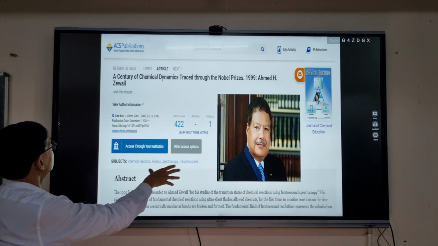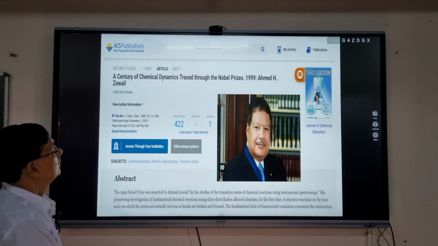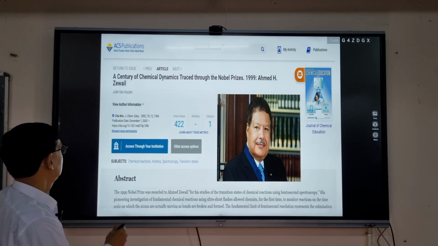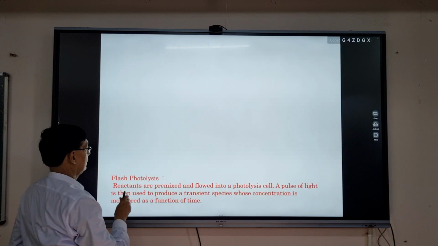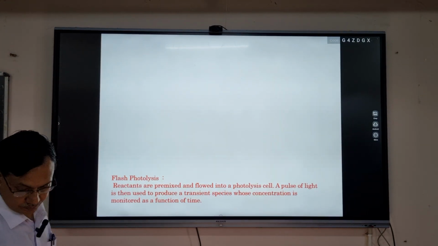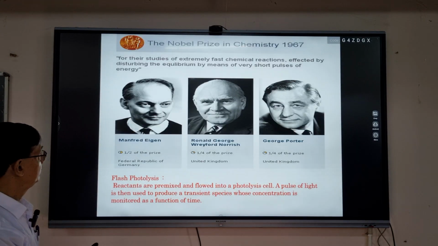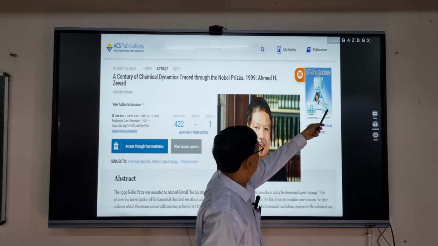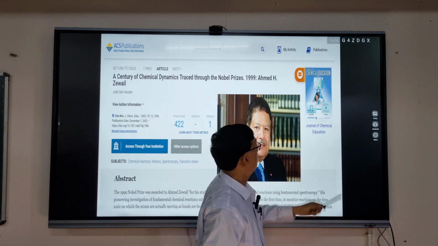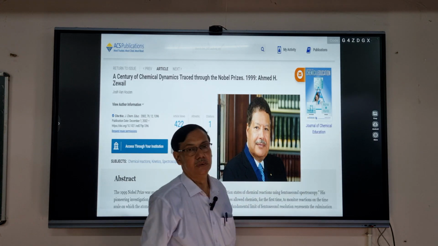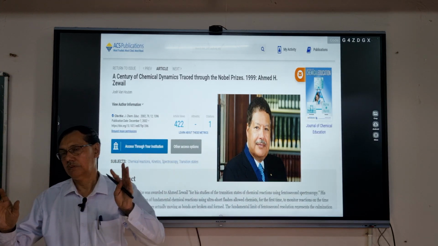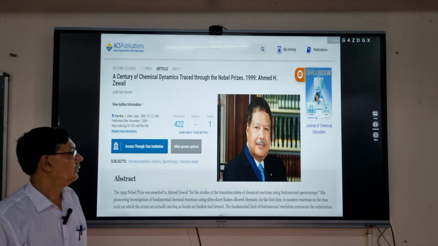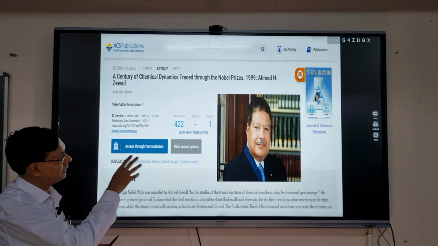And I have taken this article from, as I told you many times, the Journal of Chemical Education, one of the most important journals. You see that the water reaction is given in this Journal of Chemical Education. The whole issue is based on the formation of water. And then in our Indian journals also they have given this.